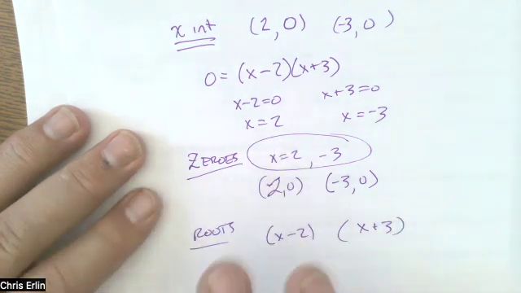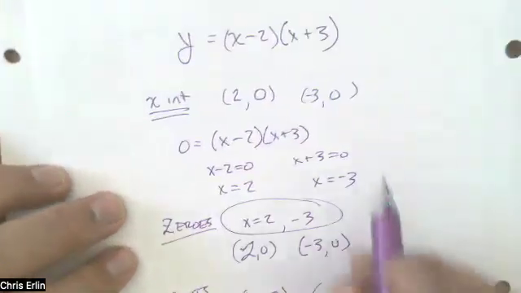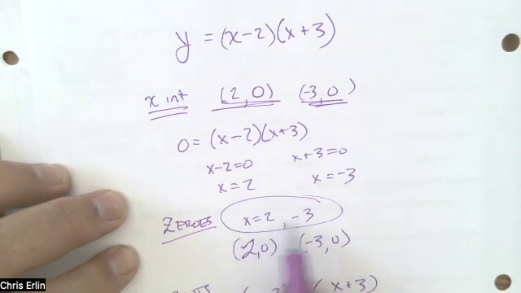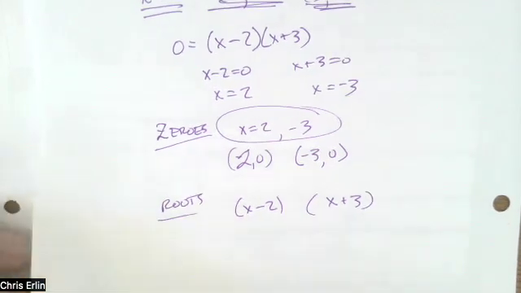So there's always a little frustration of knowing which one is which. And I think different teachers ask for different things. Ideally, x-intercept should be expressed as a coordinate pair. Zeros can be expressed either as numbers or as a coordinate pair, and roots should be the factors.